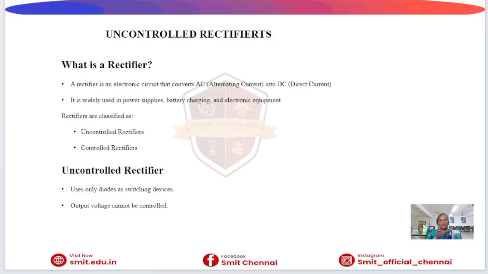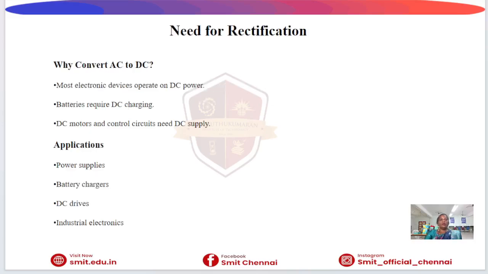Rectifiers are classified into two types: uncontrolled rectifiers and controlled rectifiers. Uncontrolled rectifiers use only diodes as switching devices. Since diodes conduct automatically whenever they are forward biased, there is no external control over the output voltage. Therefore, these circuits are called uncontrolled rectifiers.